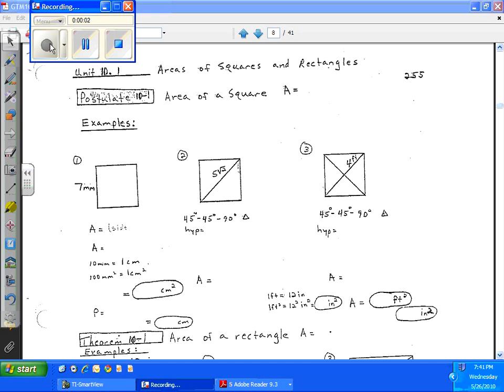10-1 is areas of squares and rectangles. And when I go over this, I'm going to wide out the work, and I'm going to do this work with dimensional analysis. I want us to see it that way. So we're going to show our work maybe a little bit different here than the textbook is showing it.